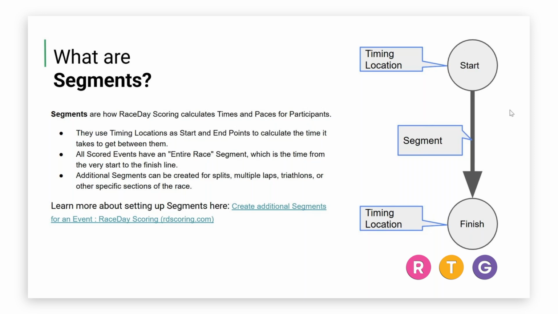All segments are going to have an entire race segment by default, and that's going to be the time it takes to go from the very start of the race to the end of the race. And then you can also add additional segments to create additional splits, multiple laps, and other definitions or splits within the race. So there's a lot of different things you can do with segments, and we're going to dive into that more next.